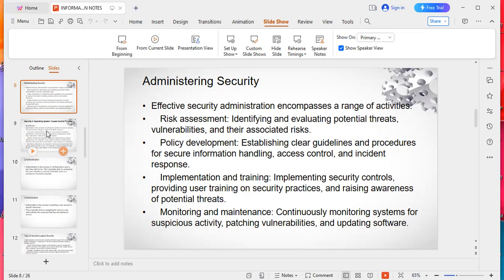We also have to implement training for the users. They must be trained. And of course, monitoring and maintenance. This is continuously checking the system for suspicious activities, and of course, updating the software regularly.